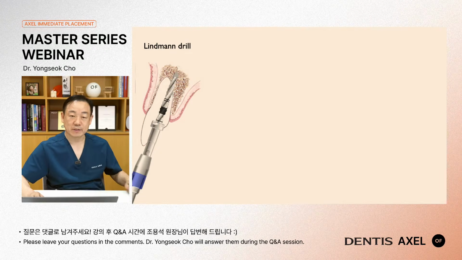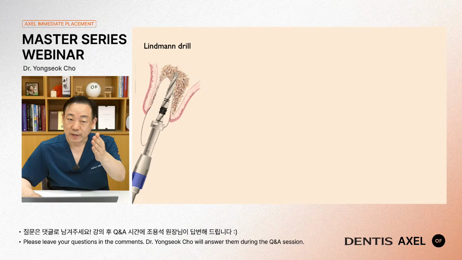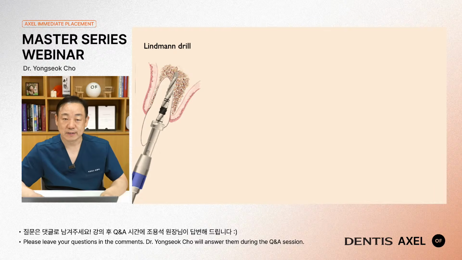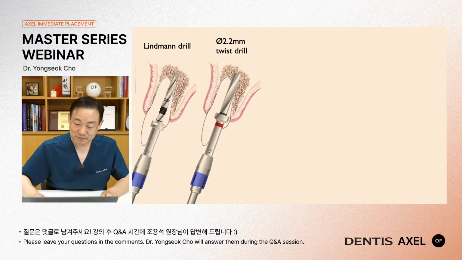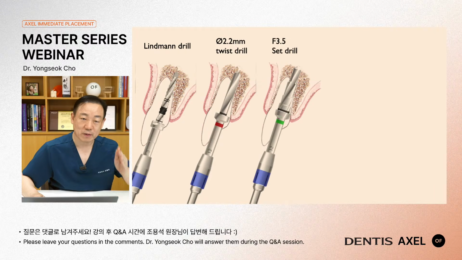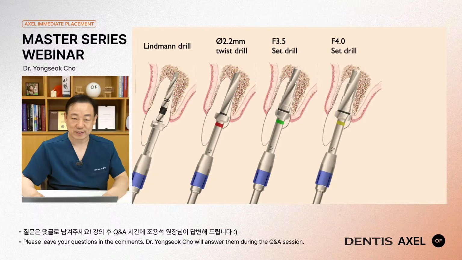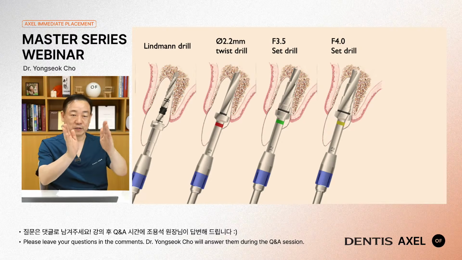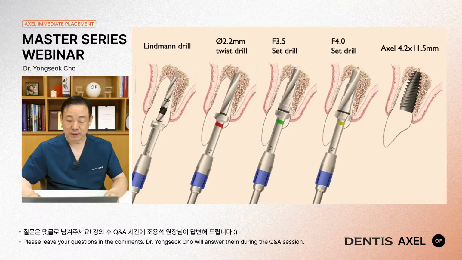Here is the dentist drill system. So the entry point is the apical third with the Lindemann drill, and then enlarge the hole, keeping the path, up to the last drill, the F4.0 drill. Sometimes I overcorrect the direction slightly toward the palatal side and place the implant.